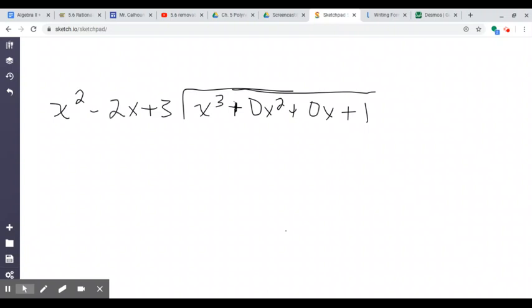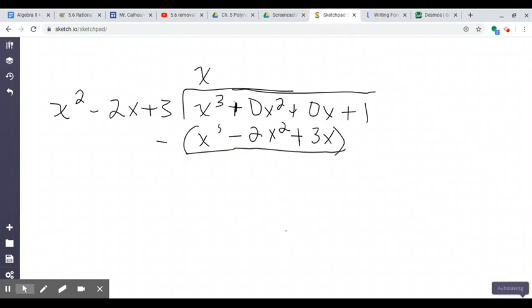So x squared goes into x cubed x times. So that gives us x times x squared is x cubed. X times negative 2x is negative 2x squared. X times 3 is 3x. And just like regular long division, we're subtracting each line. So the x cubes cancel. We get positive 2x squared, and we get a negative 3x, and then we bring down the 1.